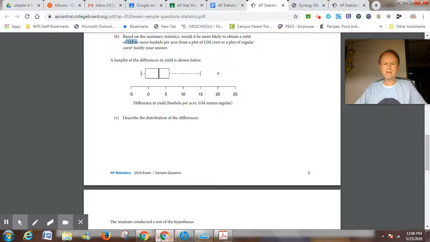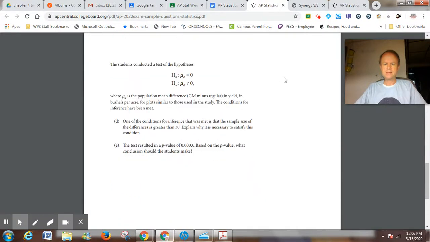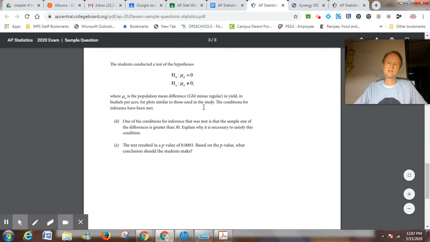Okay, going on to that next question, part D. So this gives us a set of hypotheses. And so we are saying that mu sub D is the population mean difference in yield in bushels per acre for plots similar to those used in the study. So the conditions for inference have been met. So we don't need to worry about addressing all those conditions in this question. But in D, it says one of the conditions for inference that was met was that the sample size of the differences is greater than 30. Explain why it is necessary to satisfy this condition.